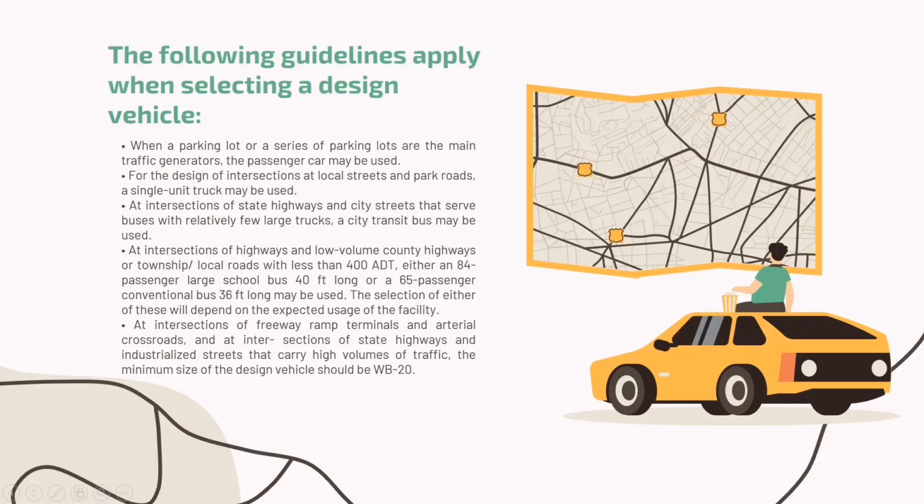Fourth, on intersecting highways and low-volume county highways or township or local roads with less than 480, either an 84-passenger large school bus 40 feet long or a 65-passenger conventional bus 36 feet long may be used. Selection of either of these will depend on the expected usage of the facility. Lastly, at intersections of freeway ramp terminals and arterial crossroads, and at intersections of state highways and industrialized streets that carry high volume traffic, the minimum size of design vehicle should be WB20.